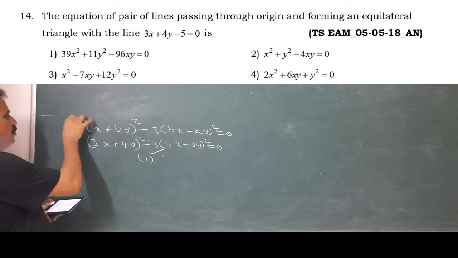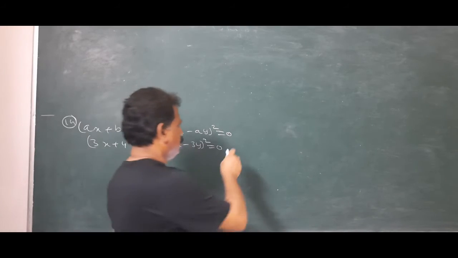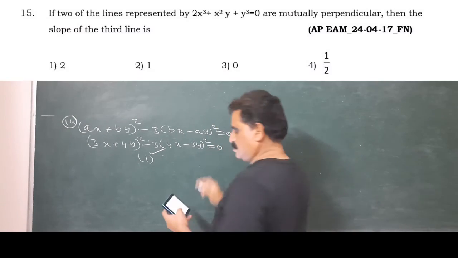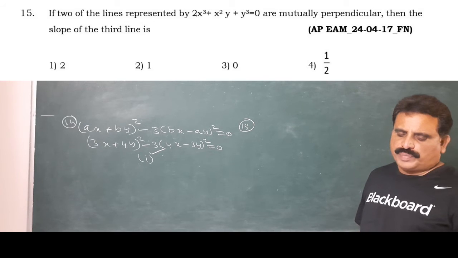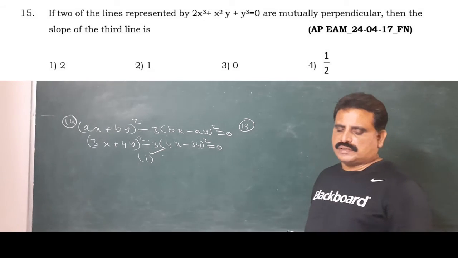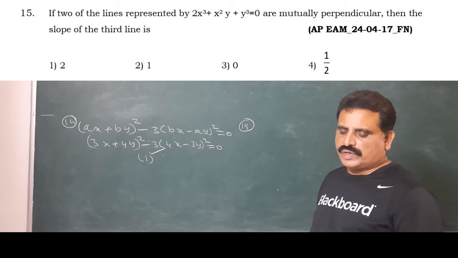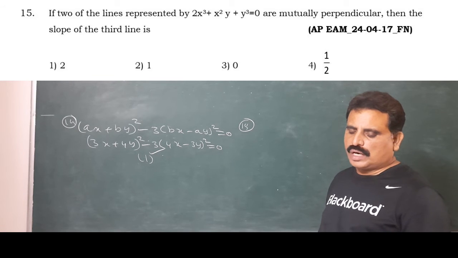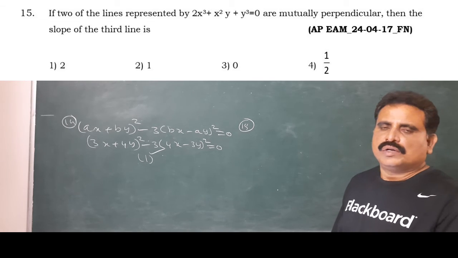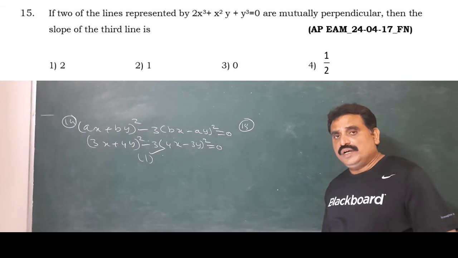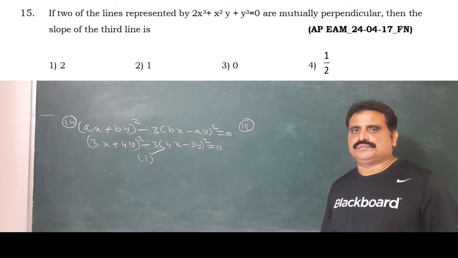Next, question number 15. If two of the lines represented by 2x cube plus x square y plus y cube equal to 0 are mutually perpendicular, then find the slope of the third line. Look here, it is a third degree homogeneous equation.